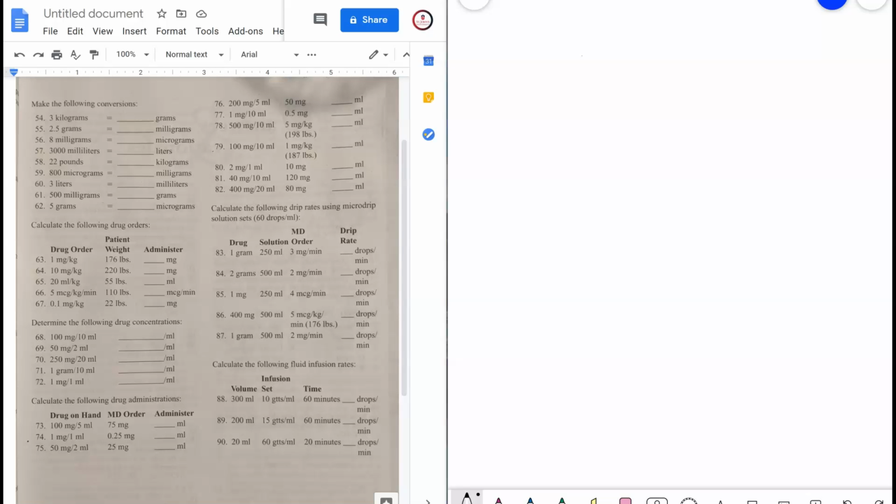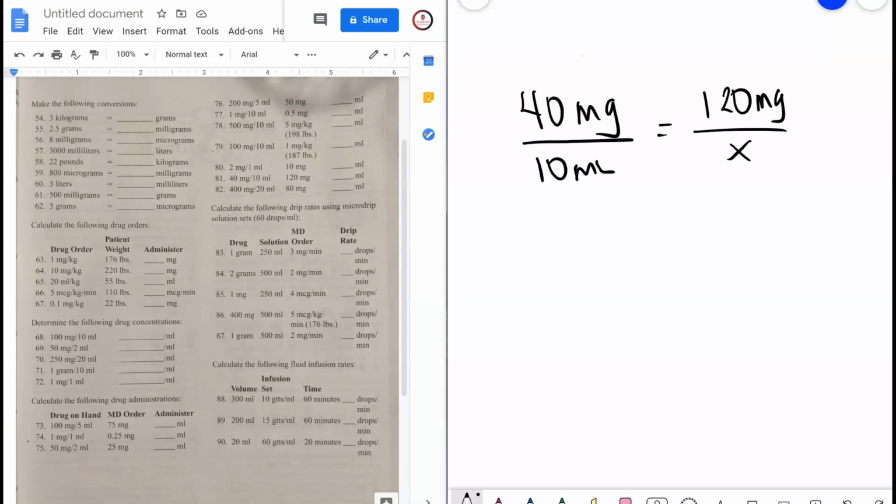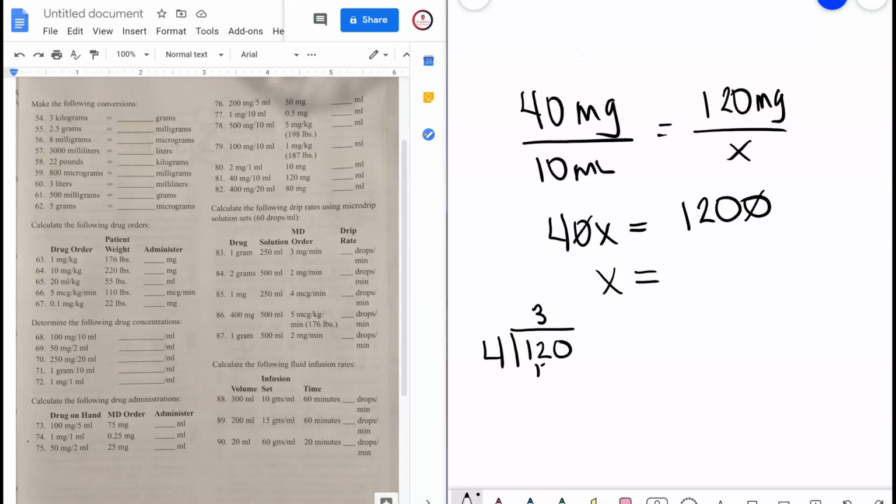All right, question 81. You have 40 milligrams in 10 ml, and you need to give 120 milligrams. So 40x equals 1,200, extra 0. Simplify both sides to make it a little easier. So you're going to divide both sides now by 4. X equals, and for those of you who want to see the long division, 4 goes into 12 3 times. 4 goes into 0 0 times. X equals 30.